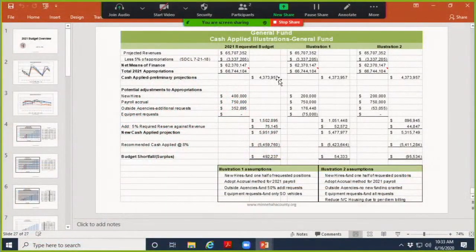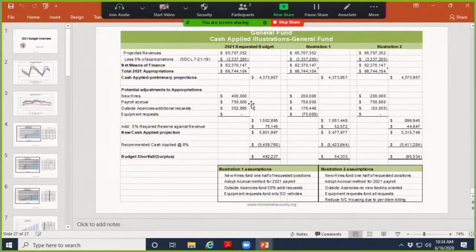We're going to just review some of these illustrations of our cash applied projection based on various assumptions. In the requested budget column, the first set of numbers, you're going to see that our current budget projections result in a cash applied number of $4,373,000. There are additional requests that have not been included in this projection that include the request for 6 new positions and 3 reclassifications at a total cost of about $400,000.